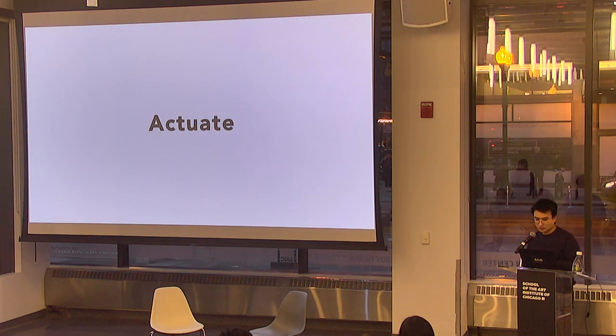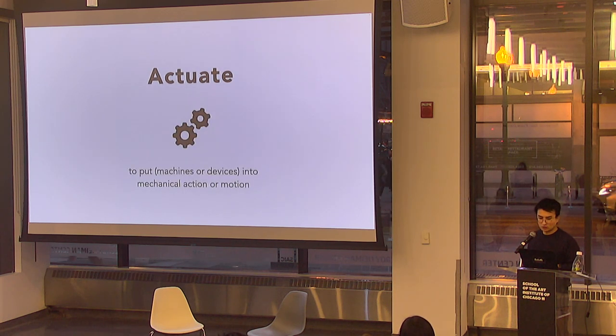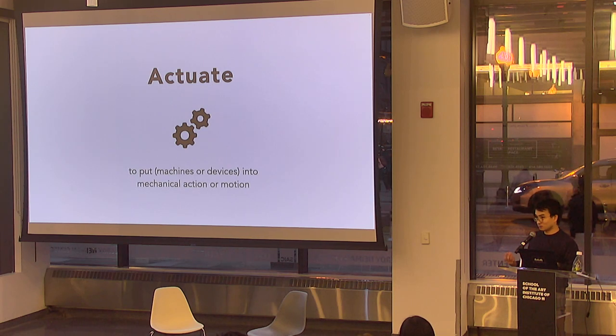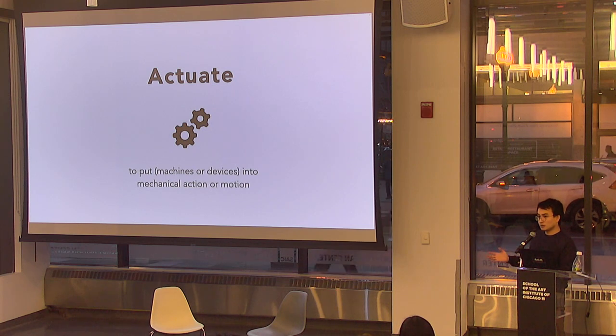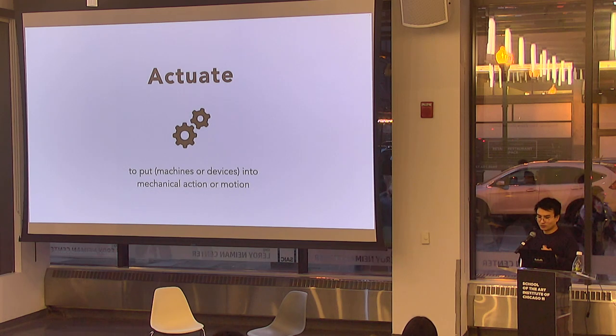I use the word actuate a lot because it is more of an engineering term, meaning to put machines or devices into mechanical action or motion. Being at MIT, and even at UChicago, people build these engineering things using motors to make things move. Robots have lots of actuators to make motions. So I'm personally excited about building things that shape change and actuate. That has been my PhD research.